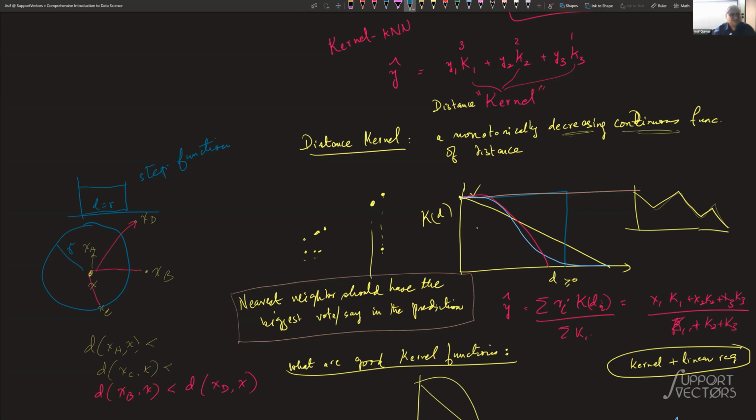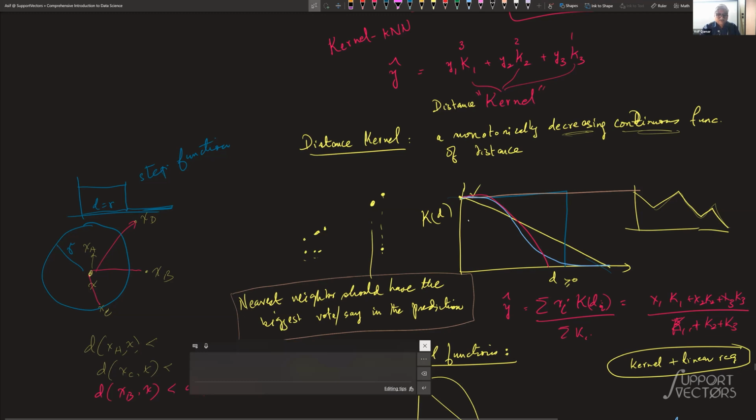If you haven't encountered step functions before, just literally think of it as a step into your house. That's what it looks like, outside, inside. Then it could be a linearly decaying function, the yellow line. It could be the pink line, or it could be the light blue line. It could be anything, basically, so long as it fulfills the condition that it's a monotonically decreasing continuous function.